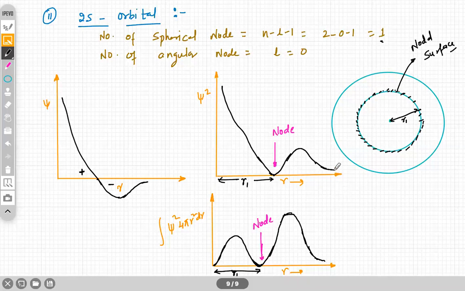The probability graph always starts with zero, origin. Second point, the number of peaks is one more than the number of nodes.